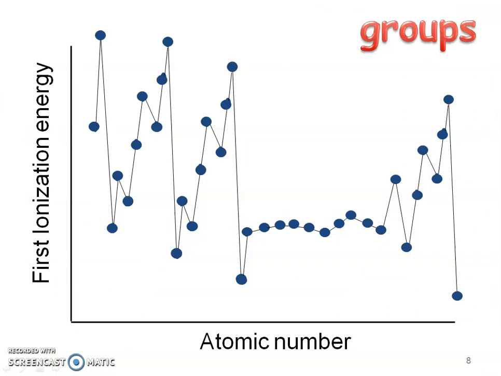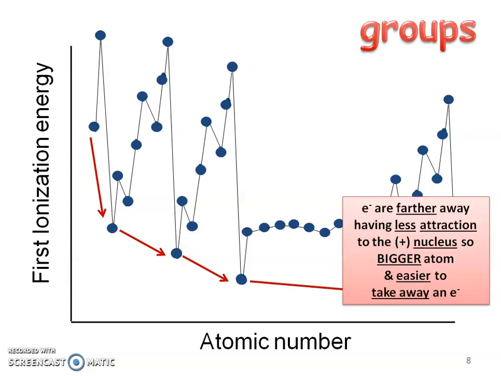So again, let's look at the graph and focus on the groups. I believe that's hydrogen, right? So hydrogen to lithium, to potassium, to rubidium, and then all the way down here, I believe, is cesium. What's happening as we go down the group is the energy needed to remove that valence electron is going to be less. Those electrons are farther away, which means they're less attracted to that positive nucleus. Remember, the bigger the atom, the easier it is to take away those electrons.